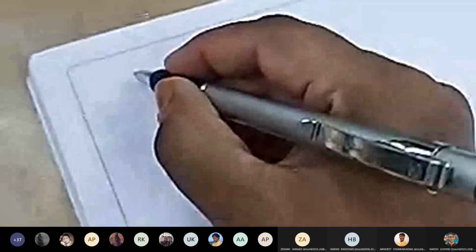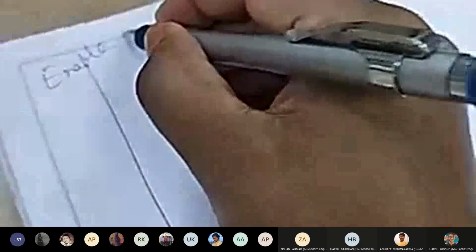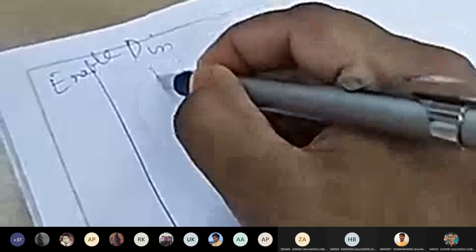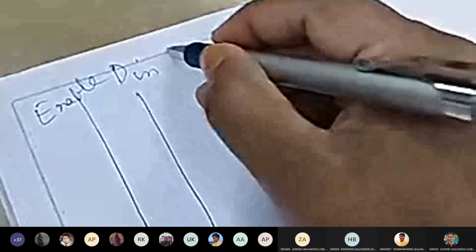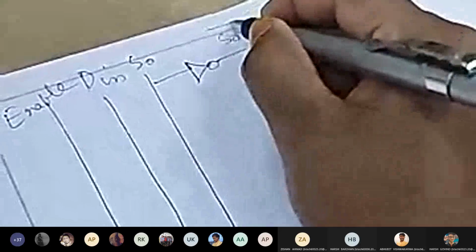Now what we are going to do: this is your enable signal, and this is your D in. This is your S0 and this is your S0 bar.